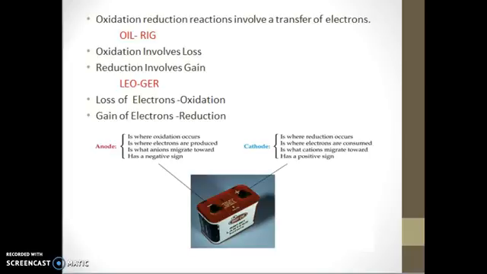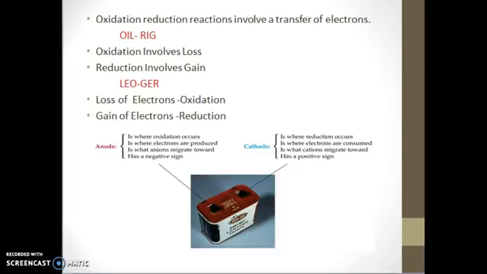Now, some of the basics. Oxidation involves loss, reduction involves gain. It can be easily remembered by OIL RIG: oxidation is loss, reduction is gain of electrons. It can also be remembered by LEO the lion says GER. Where does oxidation occur, and where does reduction occur? Oxidation occurs at the anode, where the electrons are produced and anions migrate towards it. That has a negative sign. At the cathode, reduction occurs, the electrons are consumed, and cations migrate towards it. It has a positive sign.